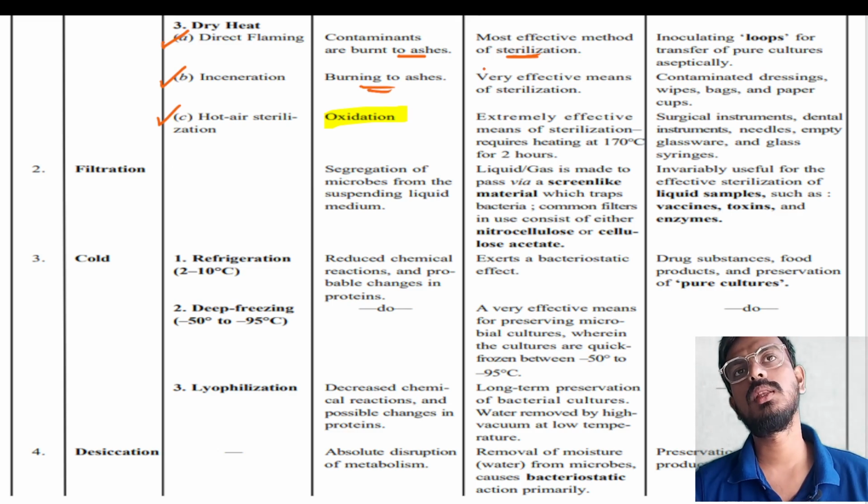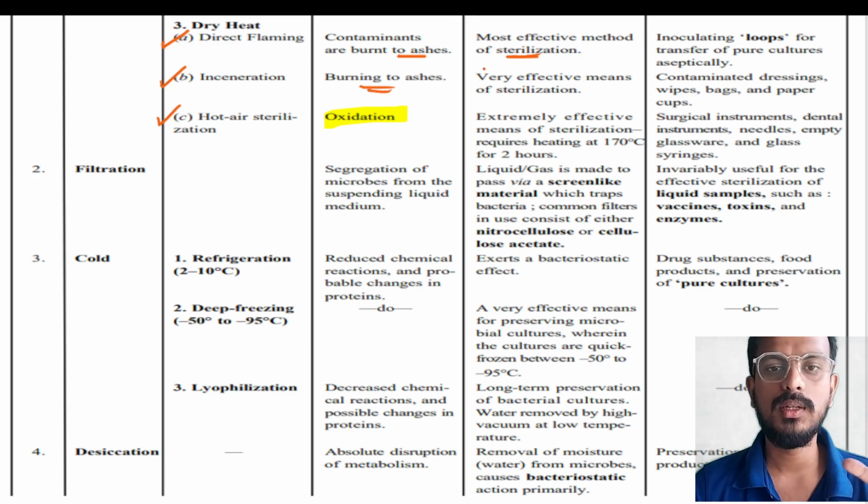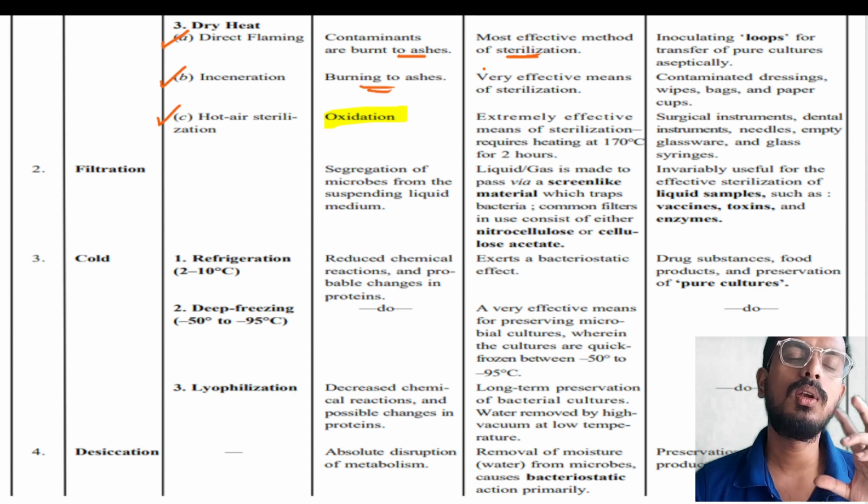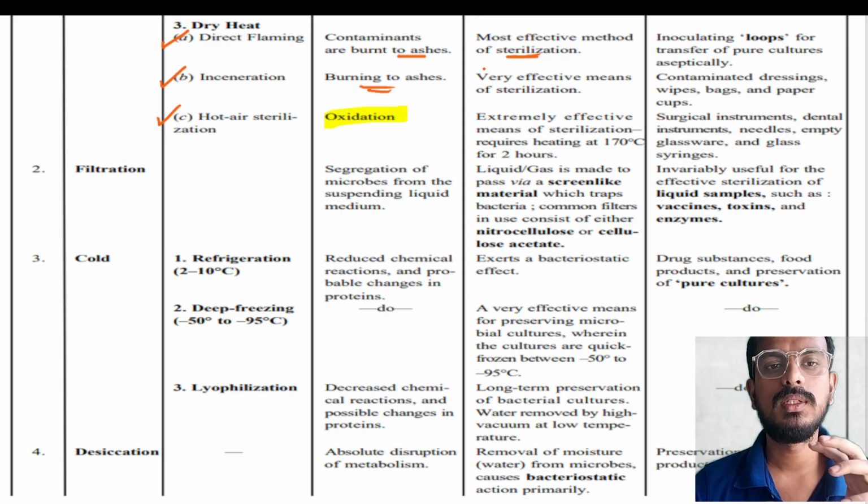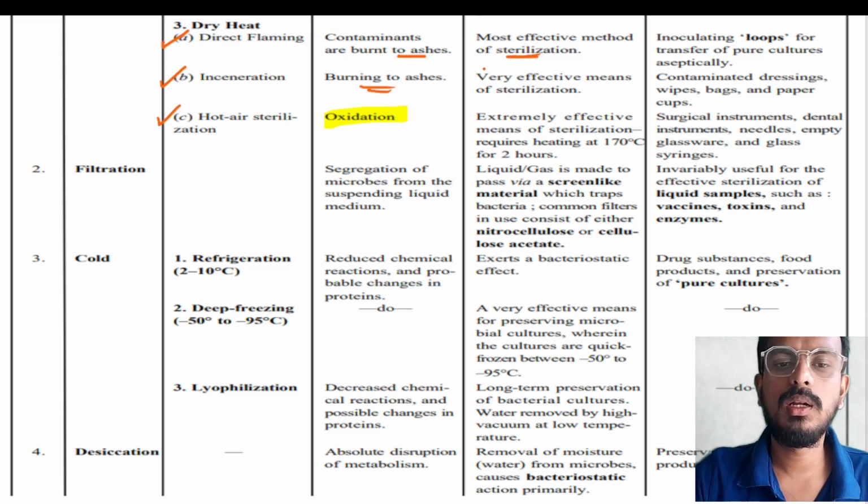Whenever we have medical waste that can contaminate other things, like gauze, cotton, stitches, and bandages, what we have to do is burn it into ashes. This is a very effective means of sterilization, used for contaminated dressings, wipes, bags, and paper cups.